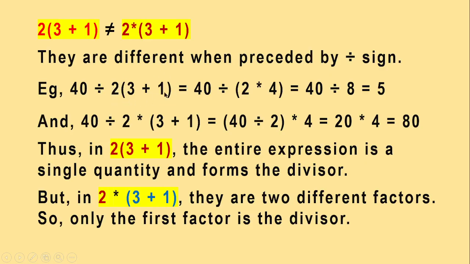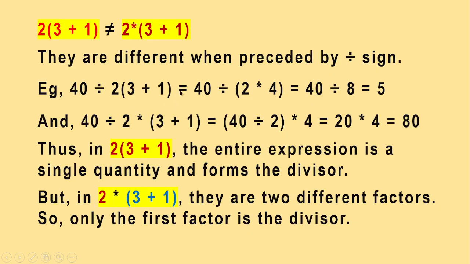2 into 3 plus 1, or 2 into 4, that is 8. The total thing is regarded as the divisor. So 40 divided by 8 gives you 5. Now in the second case, when you are putting a multiplication sign, only the number 2 is regarded as divisor. So 40 divided by 2, not the whole thing. 40 divided by 2 gives you 20, and then you multiply by this one. So 40 divided by 2, 20, multiplied by this 4, which will give you 80. So you see the answer is not the same.